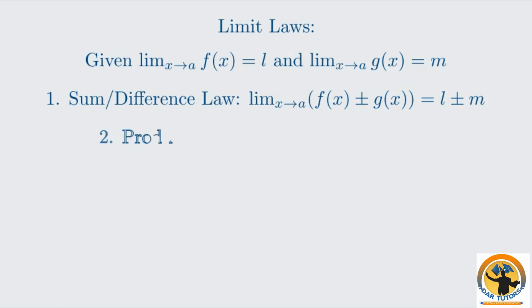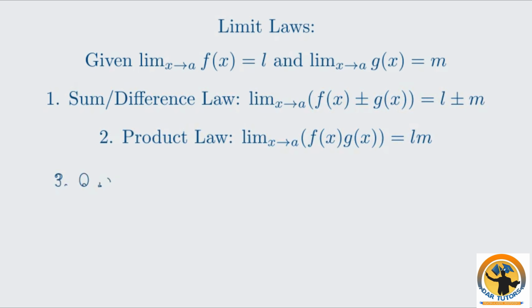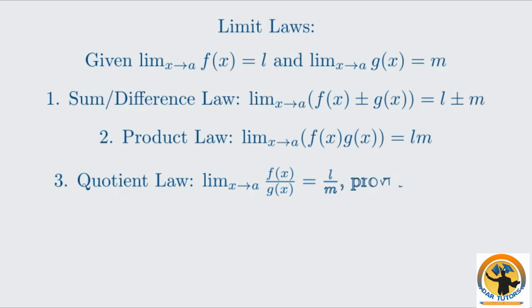Next is the product law. The limit of a product of functions is the product of their limits. The limit of f times g is L times m. And finally, the quotient law. The limit of a quotient of functions is the quotient of their limits, provided the limit of the denominator is not 0. The limit of f over g is L over m, as long as m is not 0. These laws allow us to break down complex limits into simpler ones. Let's see them in action with a few examples.